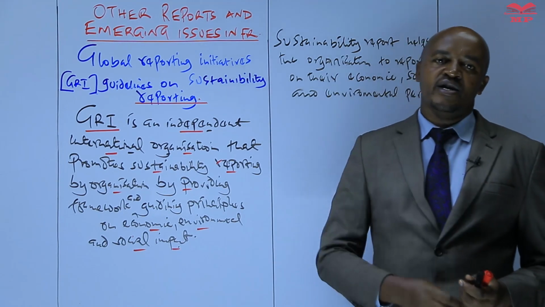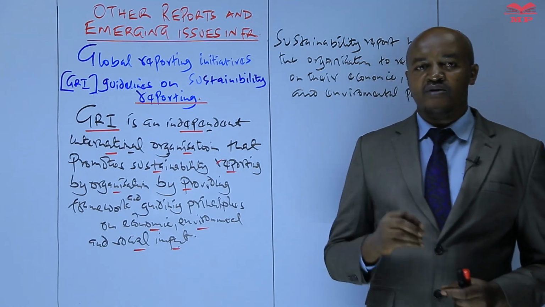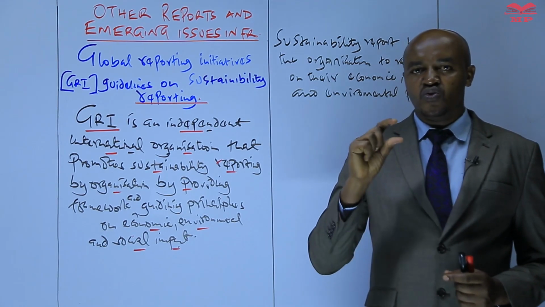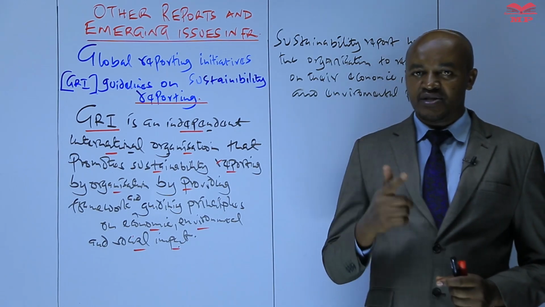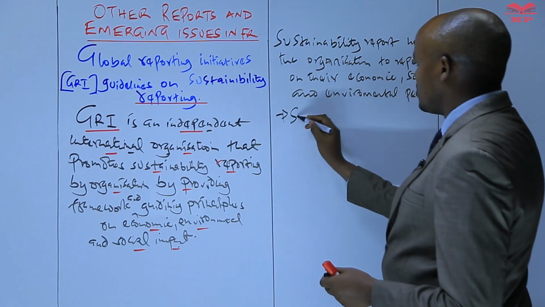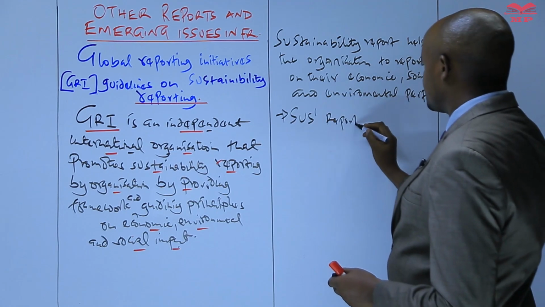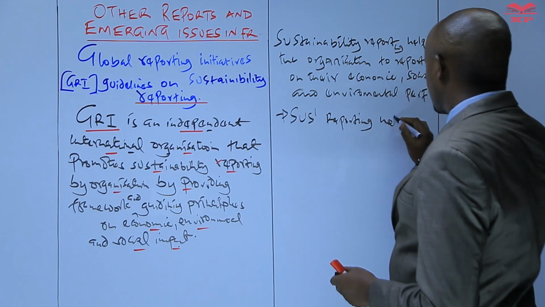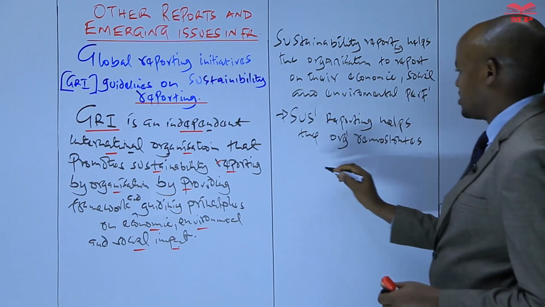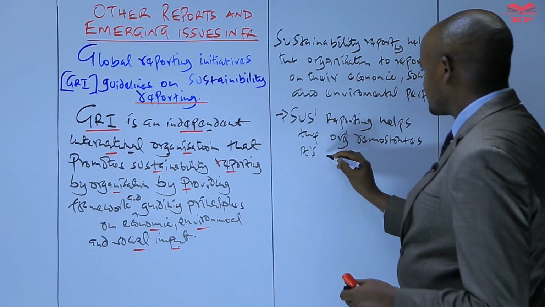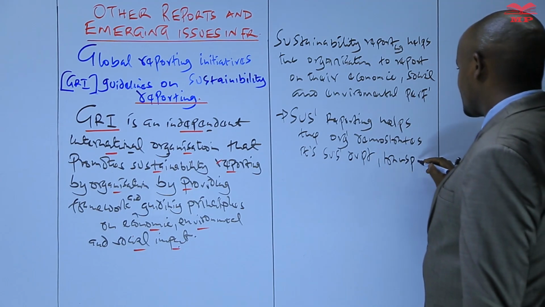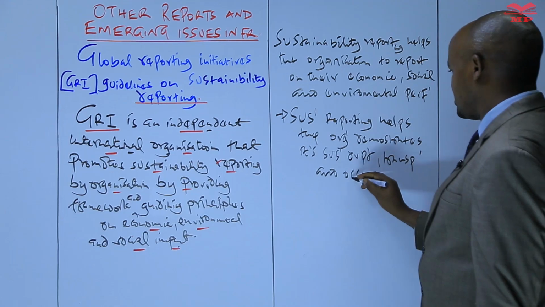economic, environmental, and also the social performance. Now, sustainability reporting helps the organization demonstrate its commitment to sustainable development, transparency, and accountability.